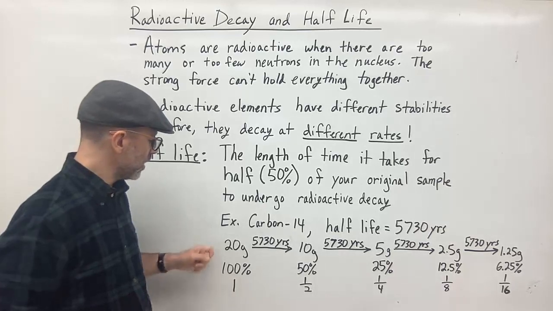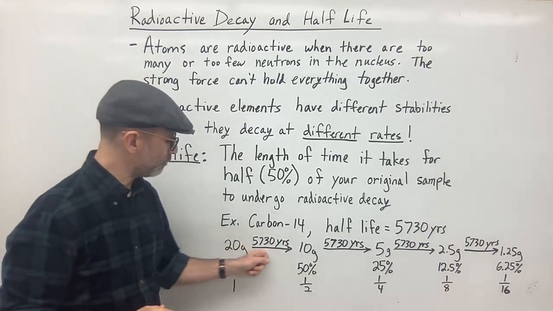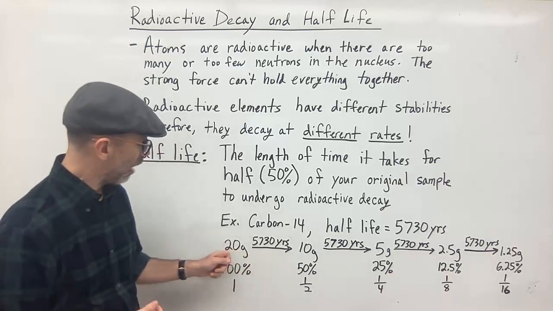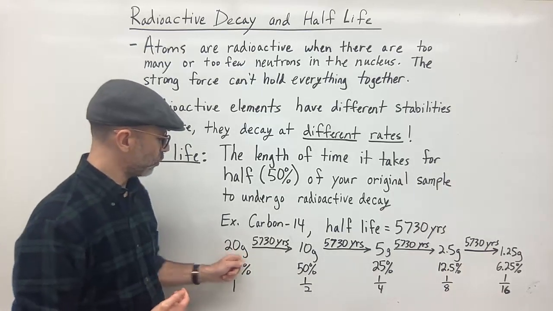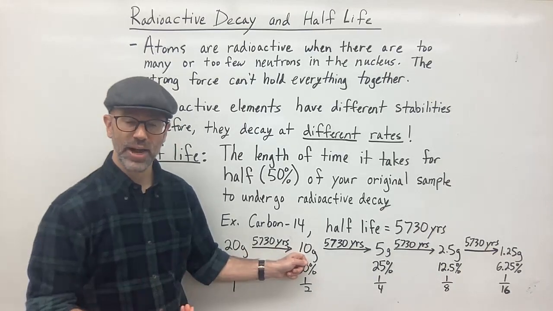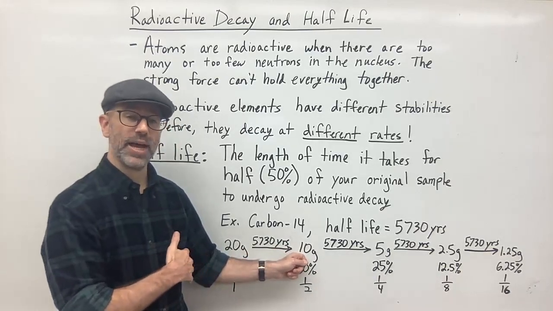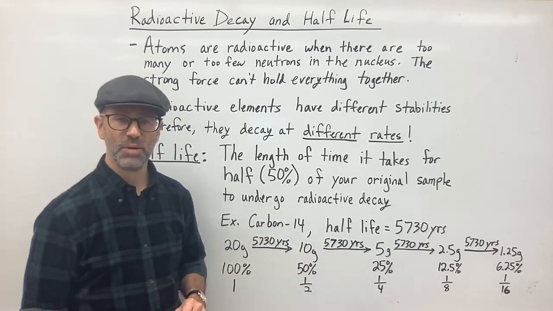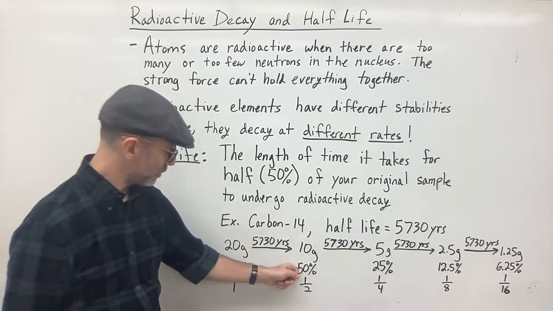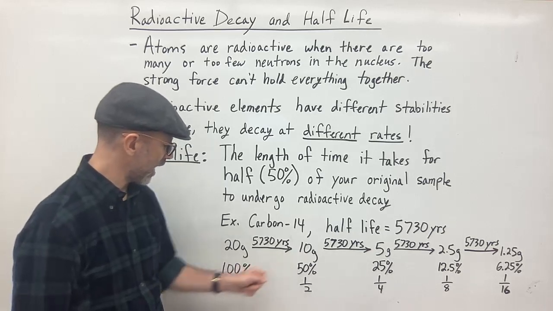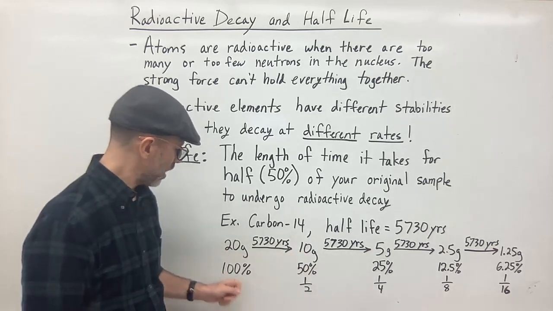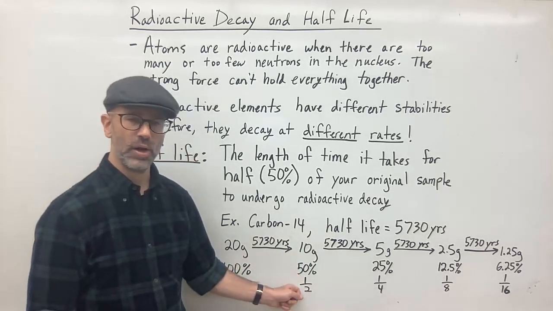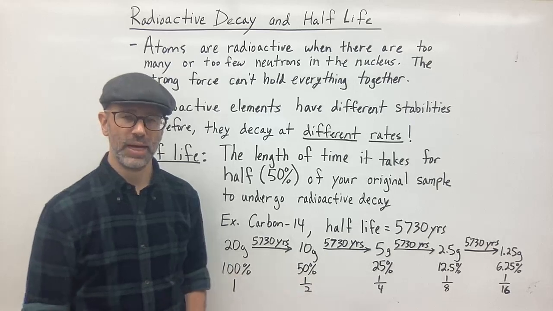Okay, so here, if I undergo 1 half-life, which means after 5,730 years, now my 20 grams of carbon-14 is down to 10 grams. So the other 10 grams has decayed into something else, but I have 10 grams of my carbon-14 left. That's 50%. So I'm cutting it in half. So I cut the grams in half. I'm cutting the percentage in half, and I'm cutting this in half, so that becomes 1/2. So I have half my sample left.